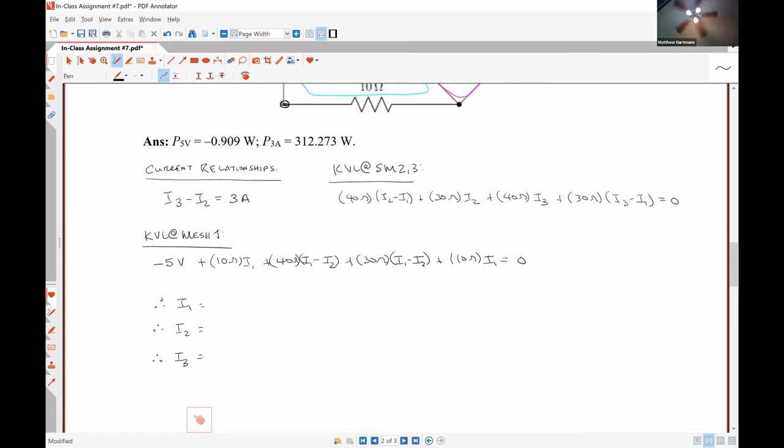Alrighty, so for my first equation, I have 0 I1 minus 1 I2 plus 1 I3 is equal to 3 amps. Then on my second equation, I have minus 40 I1 and minus 30 I1. I have positive 40 I2, positive 30 I2. Positive 40 I3, positive 30 I3 is equal to 0. And for my mesh one equation, let's see, I have positive 10 I1 plus 40 plus 30 plus 10. For I2, I have minus 40. For I3, I have minus 30. And is going to equal positive 5.